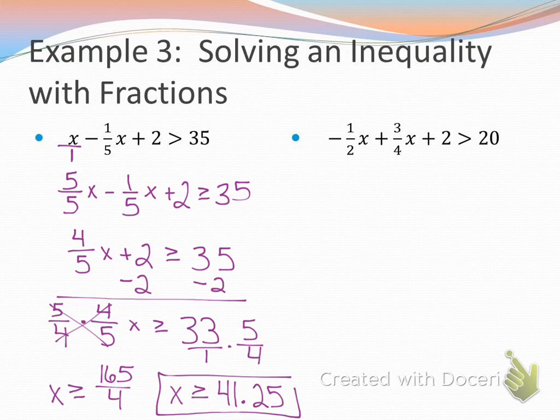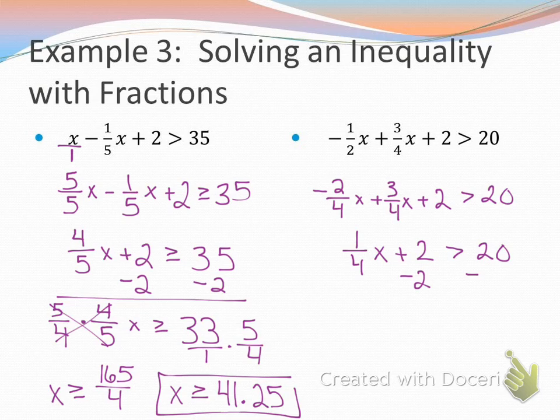Okay, so now I want you to try one, finding the LCD. Like I said, on your quiz and your test, if you just want to clear the fractions, that's fine. This is just another way. Now we're going to actually deal with the fractions, and we do that by finding an LCD and then combining like terms. Okay, so our LCD is 4. So this becomes -2/4 x plus 3/4 x plus 2 is greater than 20. Then this becomes 1/4 x plus 2 is greater than 20.